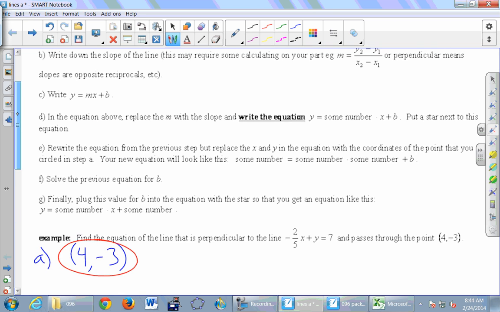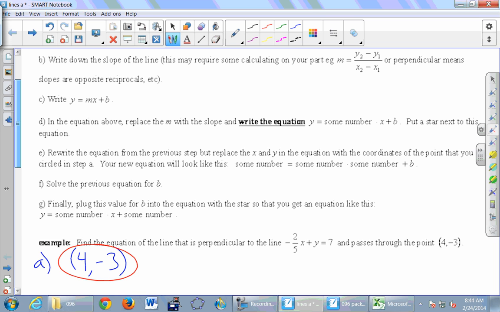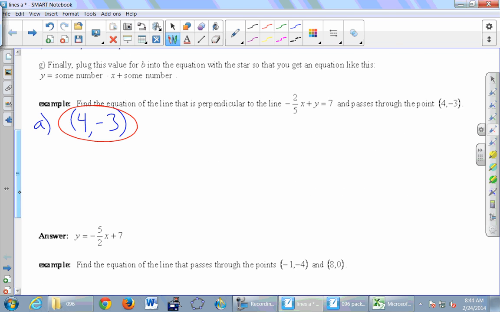Okay, part B says write down the slope of the line. This may require some calculating on your part, and there are a couple of examples here. You might just need to use the slope formula if you're given 2 points. Or you might need to use the fact that perpendicular lines means the slopes are opposite reciprocals, or you might need to use something else. So finding the slope is generally some work, whereas finding a point is usually just grab the point. So what's the key word in this problem that's going to help us find the slope?